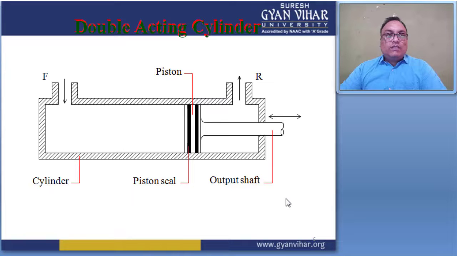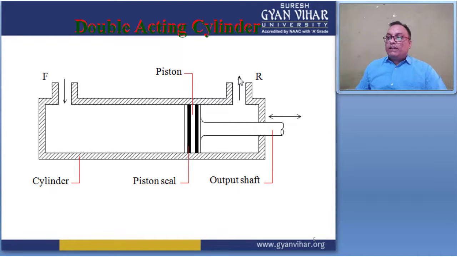In this type of cylinder, this shows the forward stroke, and here this is the returning, reverse stroke of this fluid line. So here two fluid lines are required: one for the forward stroke and another for the reverse stroke.